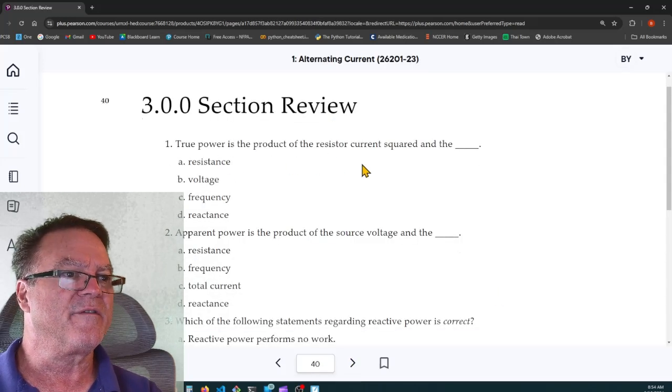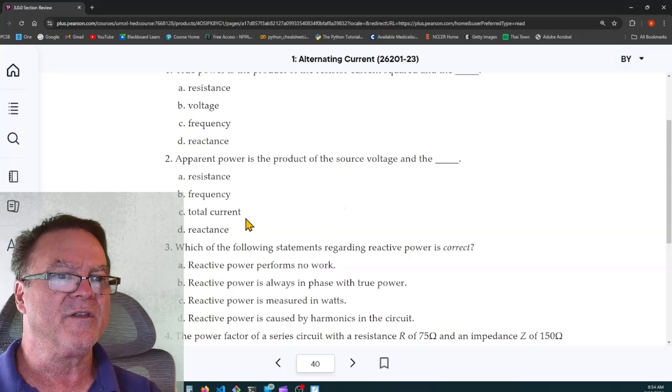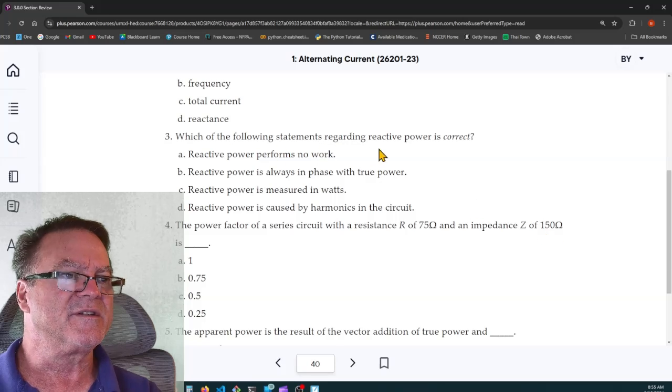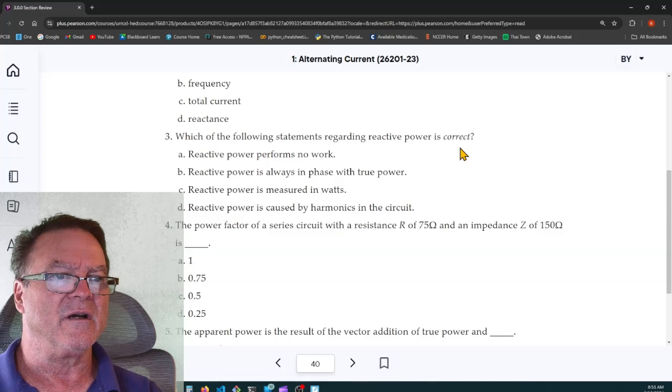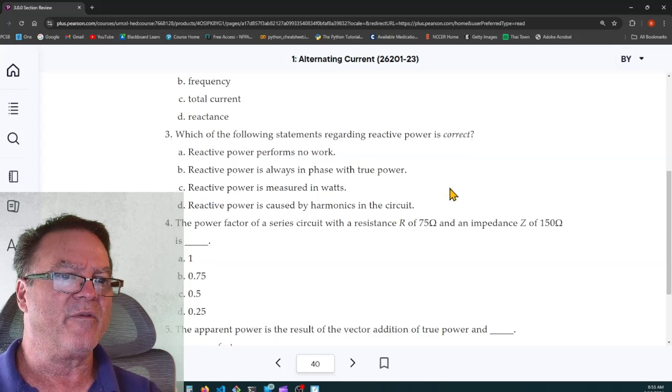True power is the product of the resistor current squared and the resistance. A. Apparent power is the product of the source voltage and the total current. C. Which of the following statements regarding reactive power is correct? Reactive power performs no work. Yep. Reactive power performs no work.